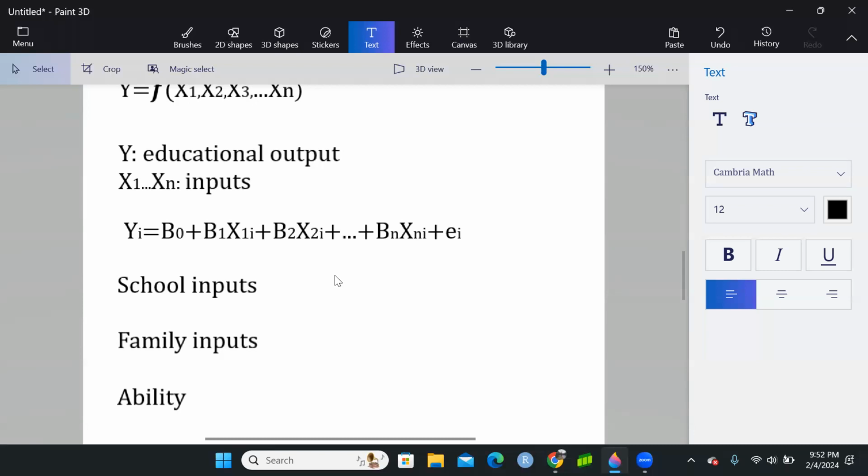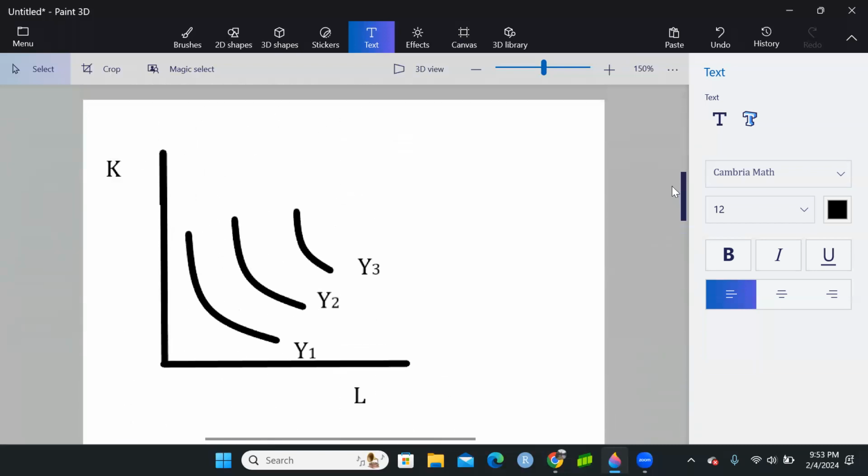That's an important debate that's going on right now, and one which the education production function, at least theoretically, should help us to solve. So I think I'm going to end it there.